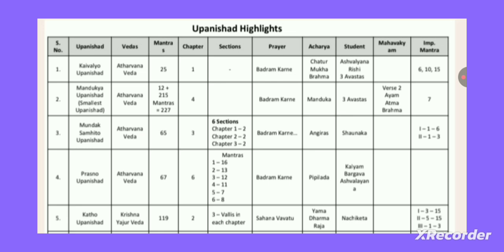The first Upanishad is Kaivalya Upanishad, which is also called Kena Upanishad. This Kaivalya Upanishad is from Atharvana Veda, and it is a minor Upanishad with 25 mantras. The teacher is Chaturmukha Brahma, the creator of the universe, and the student is Ashvalayana Rishi. The prayer we see in this Upanishad is Bhadram Karnebhih Shrunuyama Devaha.